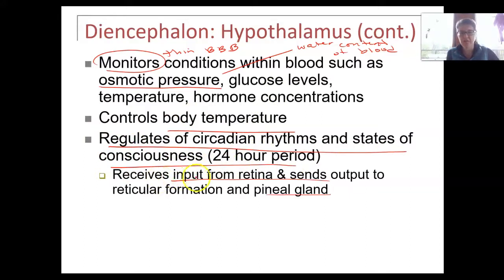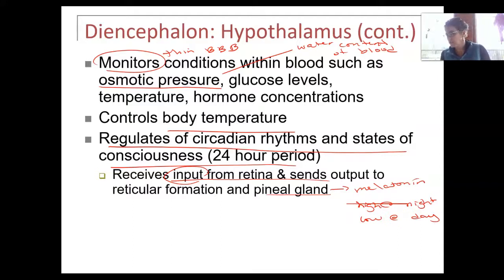So if you are blind and you don't have this input from the eye, your 24-hour period gets off a little bit, right? So there's medications for that. I don't know specifics. I'm going to just leave it at that. So the main input is from the eyes. And then it will work with the pineal gland. The pineal gland makes melatonin, and melatonin levels are high at night and low in the day. I would say low at day. I know nobody talks like that. And then also speaking to that reticular formation for the state of consciousness.